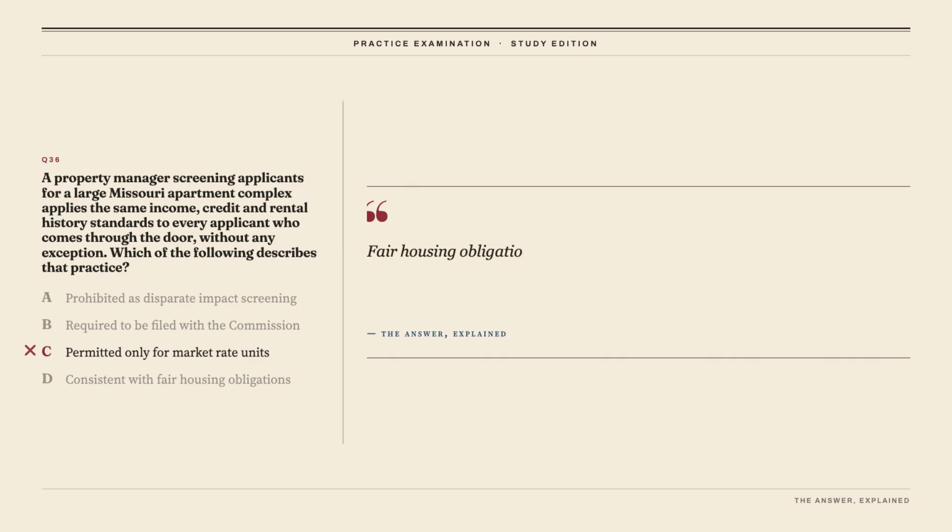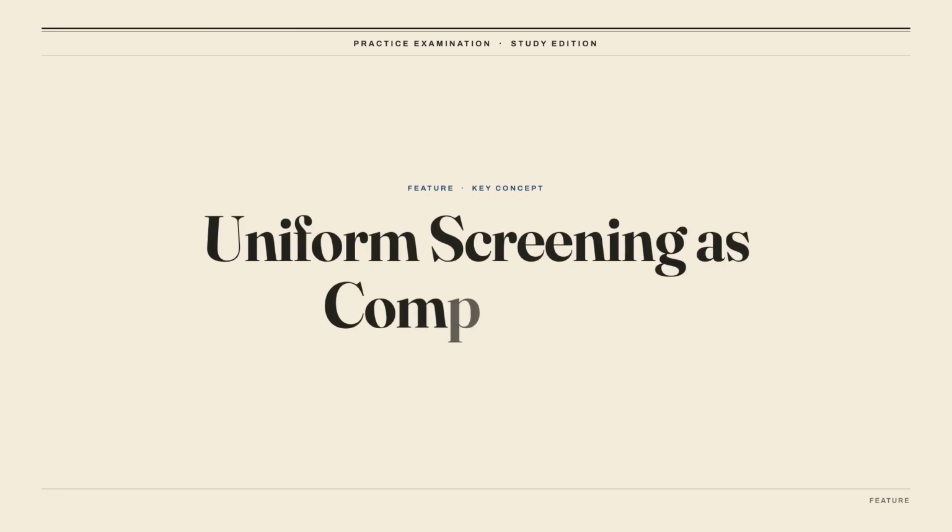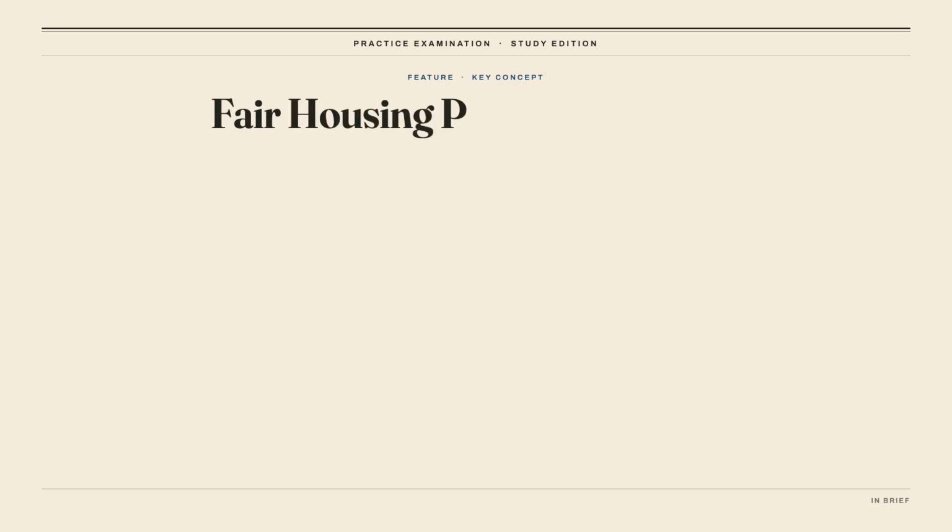C is wrong because fair housing obligations attach regardless of whether units are market rate or subsidized. Consistent treatment of applicants is expected across a manager's whole portfolio of properties. Treating every applicant the same sounds risky, but that instinct has it backward. Uniform application of legitimate, business-related screening criteria isn't a fair housing violation. It's the strongest protection a manager has against a discrimination claim.